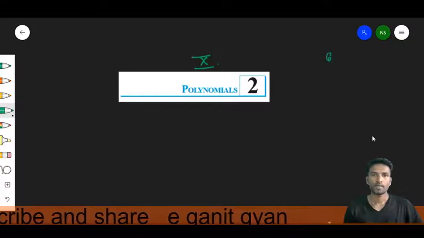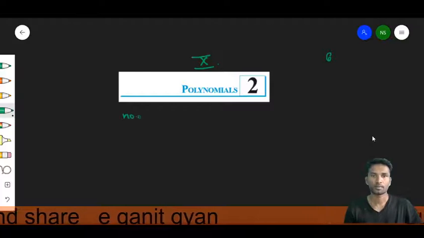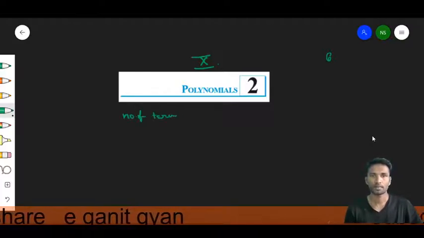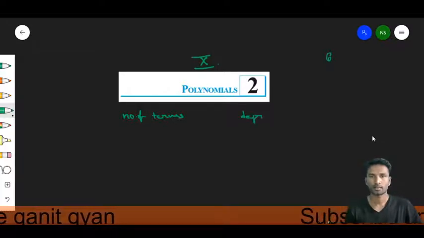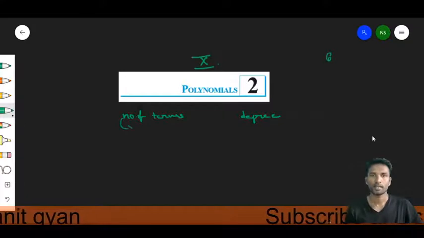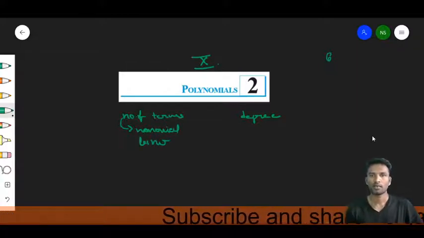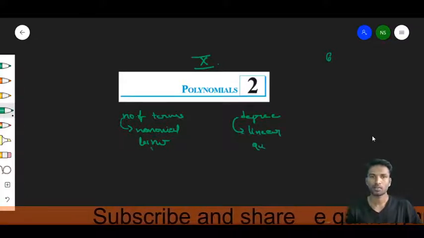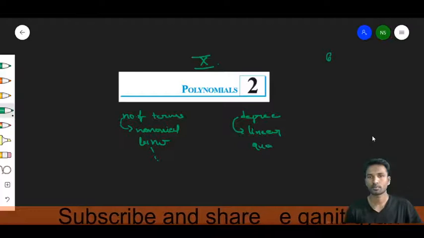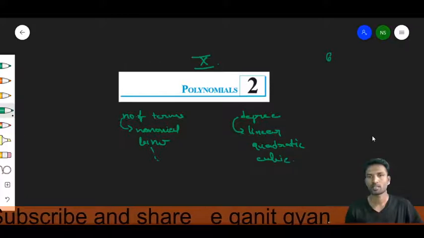We have seen different types of polynomials in our 9th class, based on the number of terms and based on degree. Here we will get monomial, binomial. Here we will get linear, quadratic, and so on. Here we will get quadratic, cubic, based on the power.